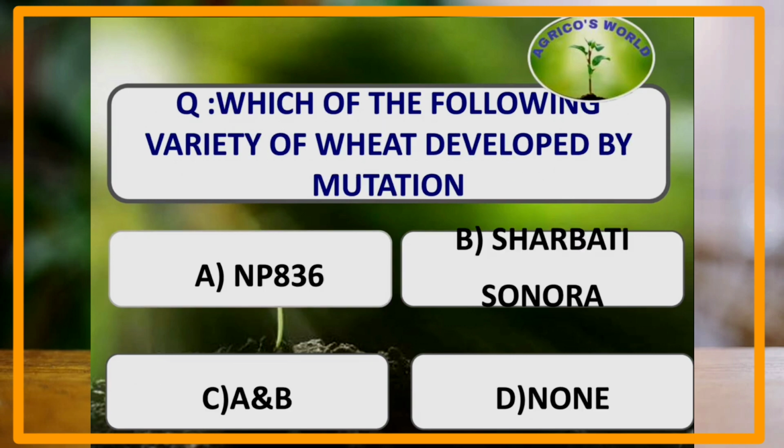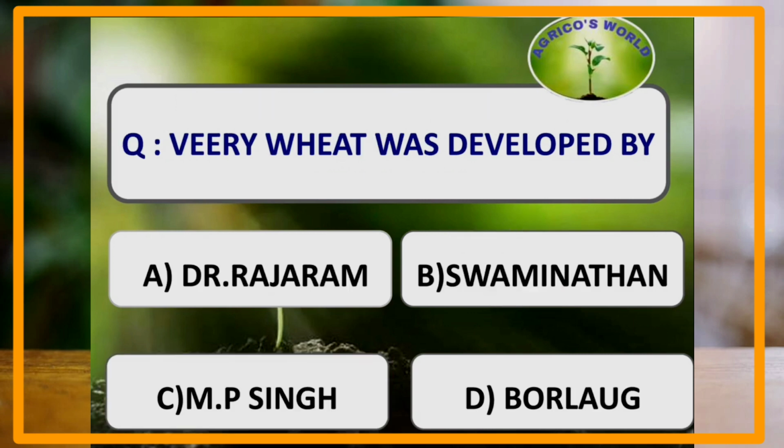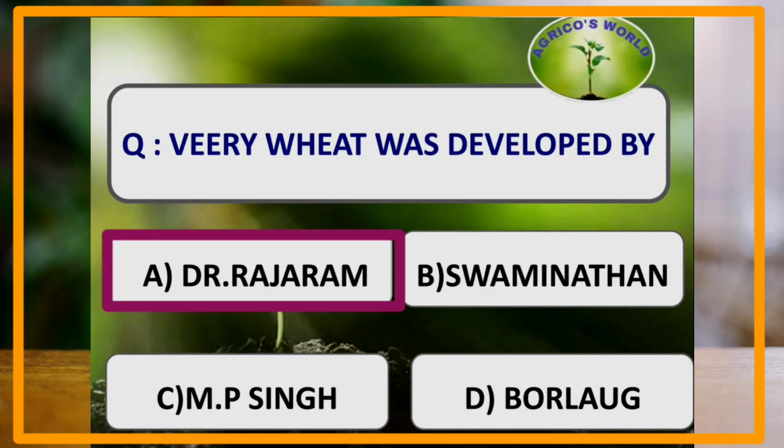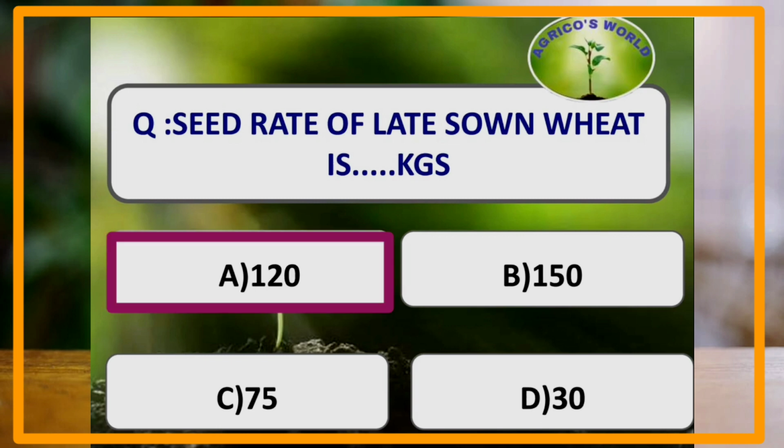Which of the following varieties of wheat is developed by mutation? NP836 and Sharbati Sonora are the varieties which are developed by mutation. Moving on to the next question, Veery wheat was developed by? Veery wheat series are the varieties which are a cross between spring and winter wheat varieties, and these wheat varieties were developed by the scientist Dr. Rajaram.